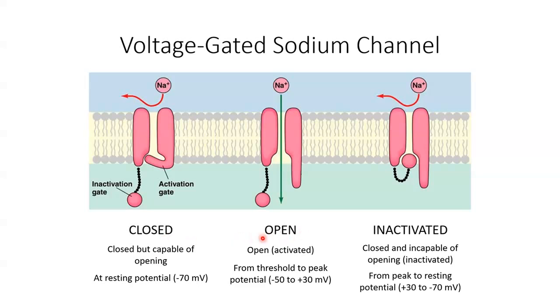We then have open, which again is like any other ion channel, where when these channels are open, the ions will move through the channel down their concentration or electrical gradient. And then we have inactivated, which is a state the voltage-gated sodium channels move into after being open. In this state, the gate on the ion channel is closed, so ions can't move through the channel. But from this inactivated state, the ion channel cannot be opened.